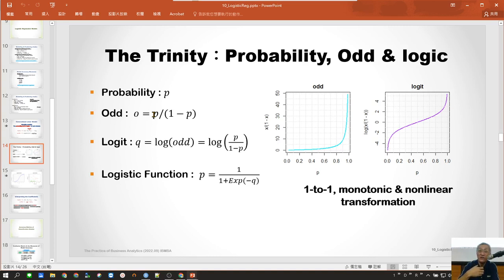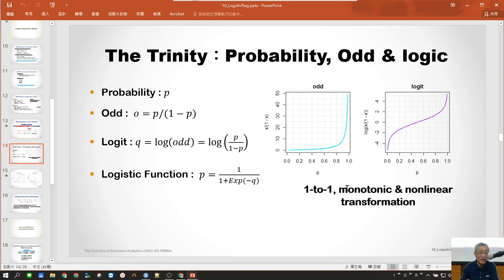If your probability is 0.99, what is the odd? The odd is 99. What if your probability is 0.9999? The odd becomes 9999. So odd could be very, very high. If the probability that you will win is very high, your odd is very high.